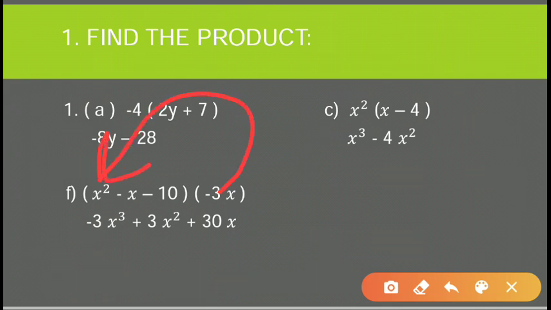When you multiply the first term, -3 will be as it is, and x into x square will give you x cube.